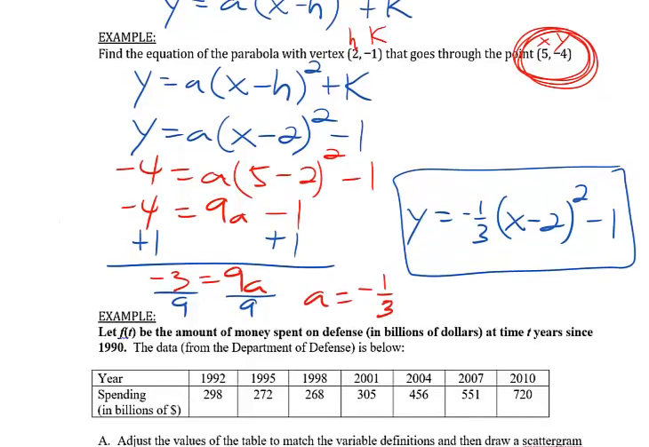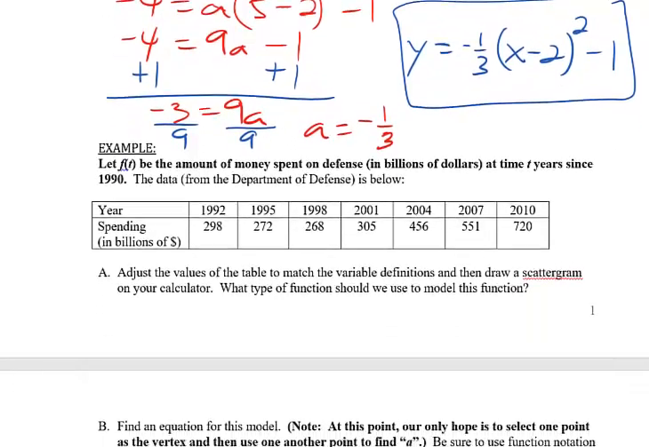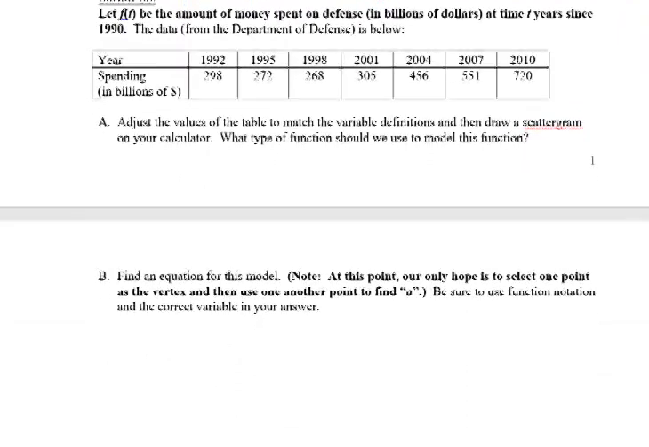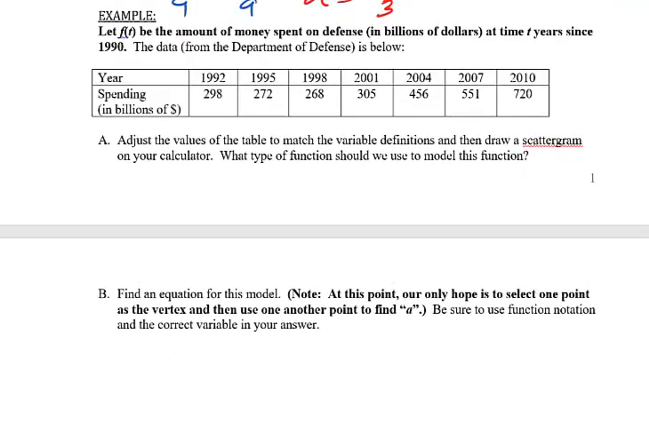All right, let's take a look at this next example. We'll use this same skill, but this is more of an application. It's a scattergram problem. The scenario is defense spending. So here we've got the let statement.